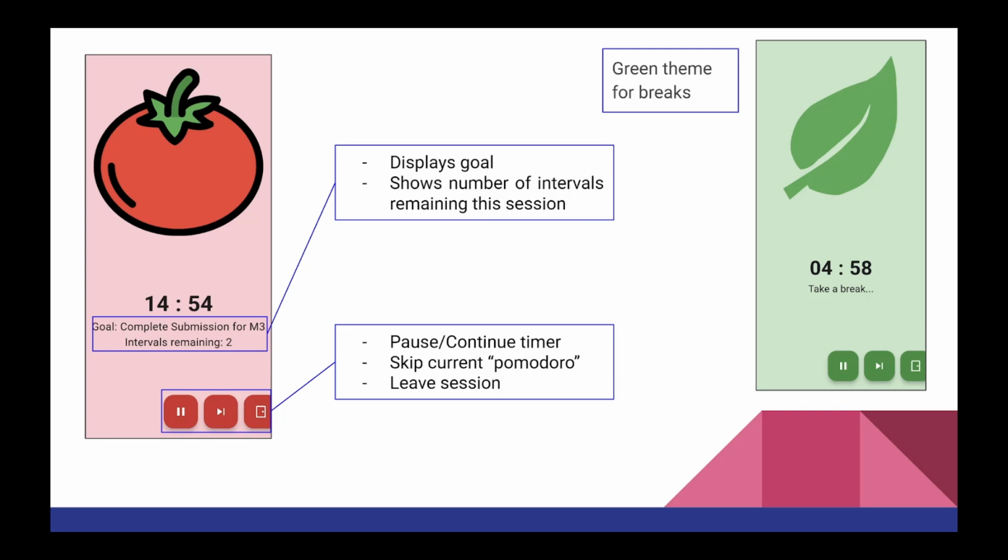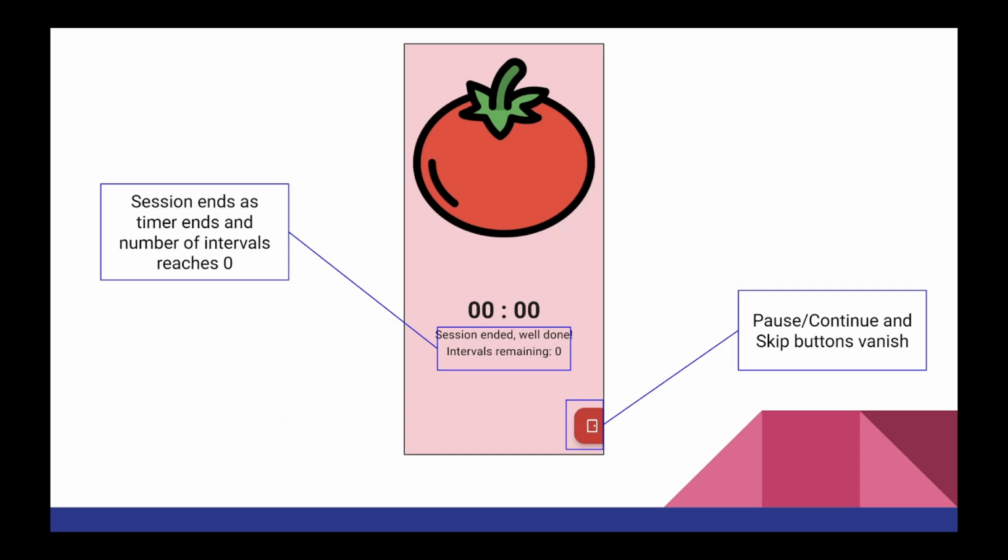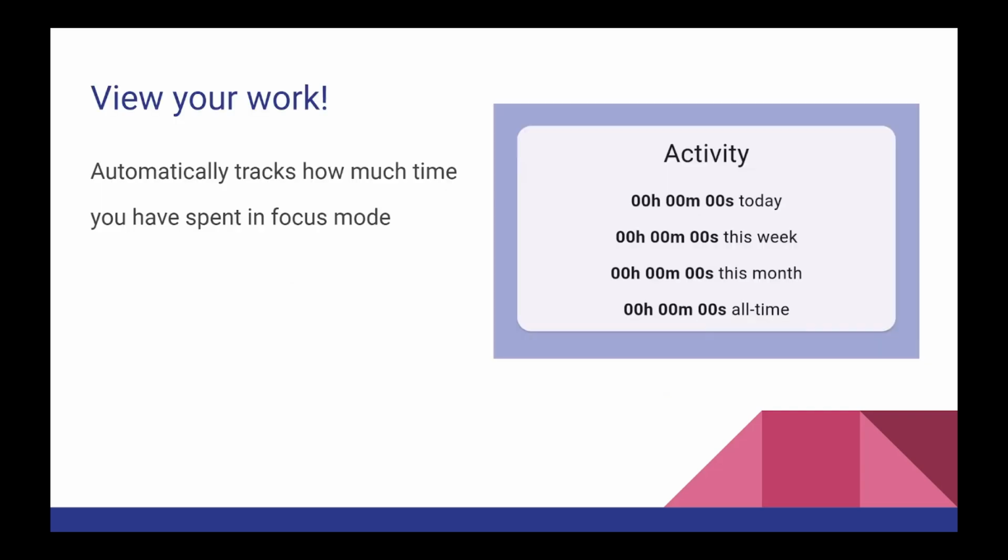A similar interface exists for breaks, but we used a green theme to contrast with the red to remind the user to relax. When the session ends, the text widget gets updated to show a welcome message, and the number of intervals remaining drops to 0. 2 of the buttons also disappear as they become redundant. Users can track the amount of time they spend using this feature. This is to allow them to better plan their studies and keep track of their work.